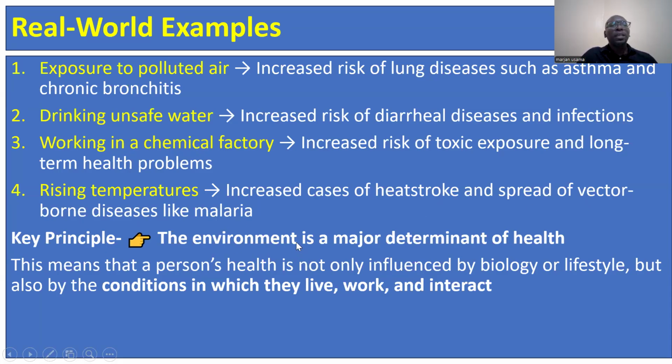So the key principle is that the environment is a major determinant of health. As you all know, when you're talking about public health, we have the determinants of health, and there are very many. So the environment is one of them. You also have education. The level of education is also one of the determinants of health. Your level of income can also be a determinant of health. Your housing, where you are living, the food you are eating. So there are many determinants of health, but one of the most important is the environment.